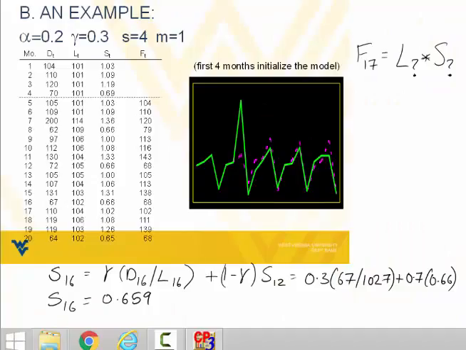But let's talk about this. If I want to calculate the forecast for period 17 with m equal to 1 and 4 seasons, what period's level should I use and what period seasonal index should I use? Level 13. Again, I'm not telling you if this is right or wrong, I just want to know. And seasonal index?